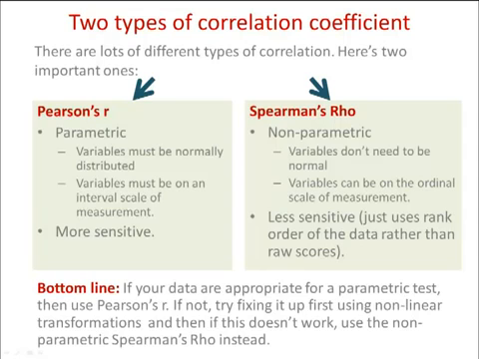Okay, so the protocol here would be if your data are appropriate for a parametric test, then use Pearson's r. If there's some problem with normality, then try and fix it up first of all using non-linear transformations, so more on that in the lectures. If that doesn't work, then go ahead and use non-parametric Spearman's rho instead.